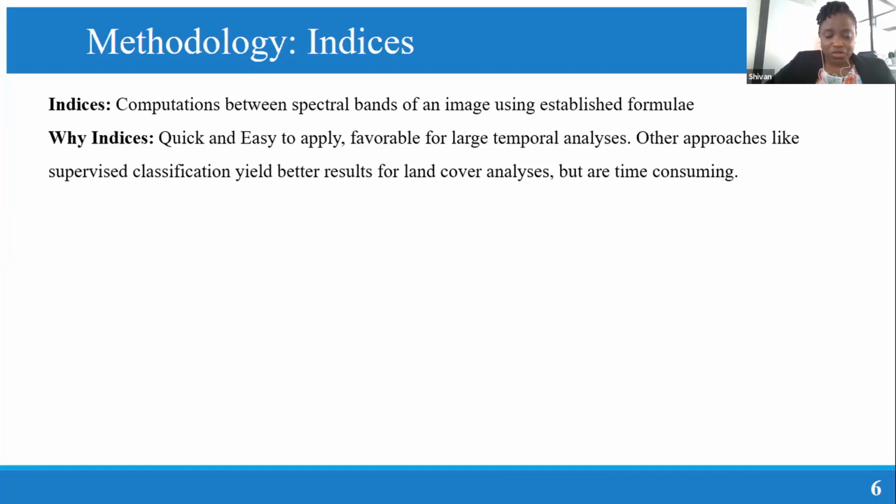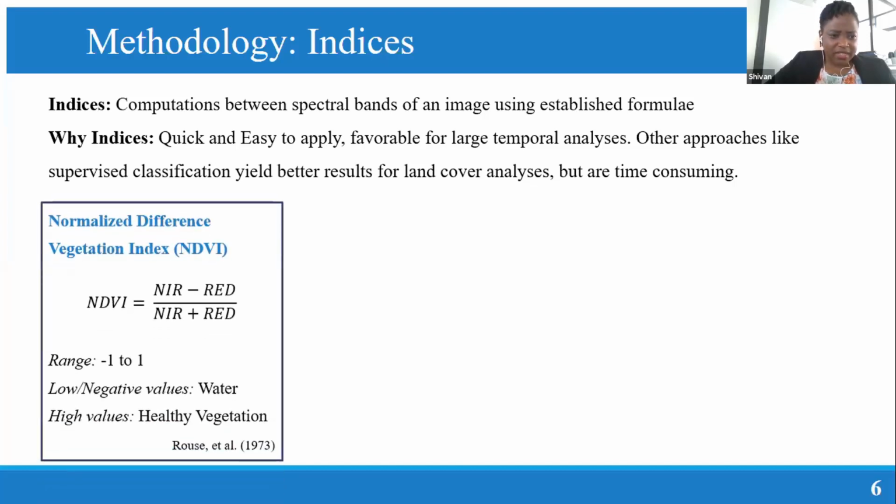is time consuming. And the selected indices include the Normalized Difference Vegetation Index, the NDVI, which utilizes the near infrared band and the red band. And this has been extensively used to study changes in vegetation biomass and vegetation health on ground, to examine the growth of plants according to the phenological stages and how the biomass is changing. And this index ranges from -1 to 1, with low negative values for water and high values for healthy vegetation.